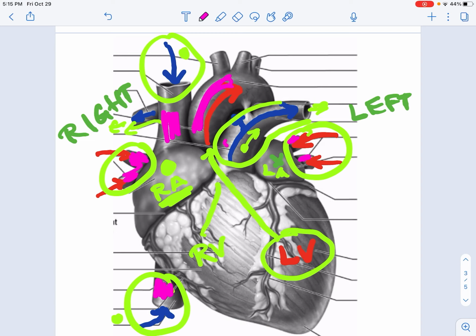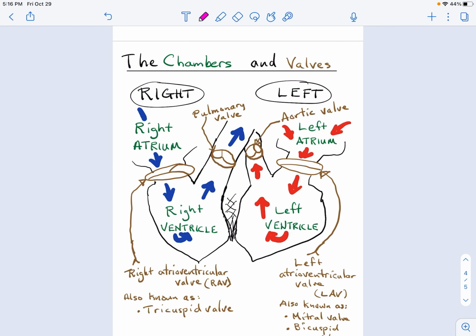Aorta, pulmonary artery. That takes care of the blood vessels that we need to know for now. Now we can look at the chambers and the valves.